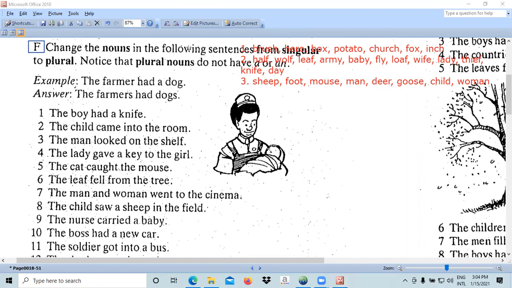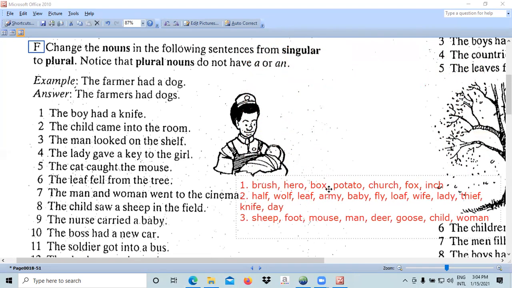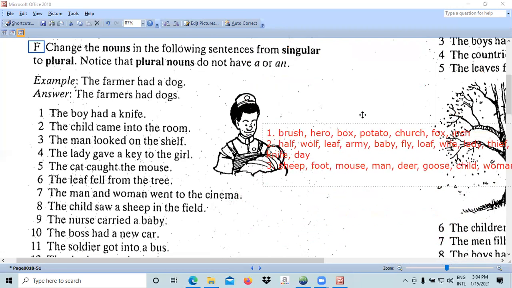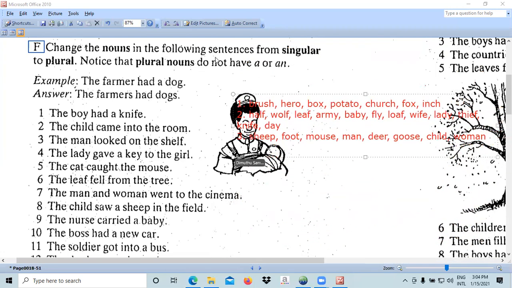So look at the question. Change the nouns in the following sentences. Change the nouns in the following sentences from singular to plural. Okay. We are going to change a singular sentence into plural.